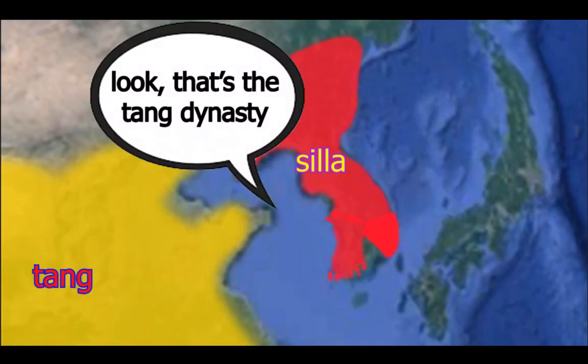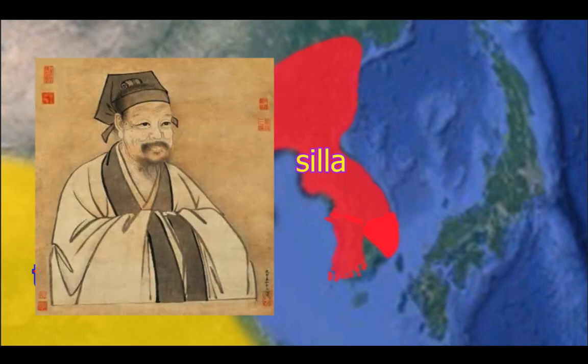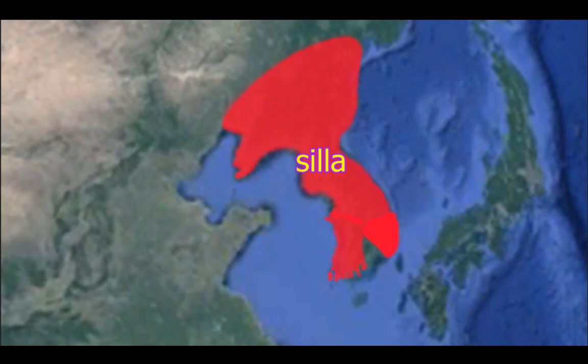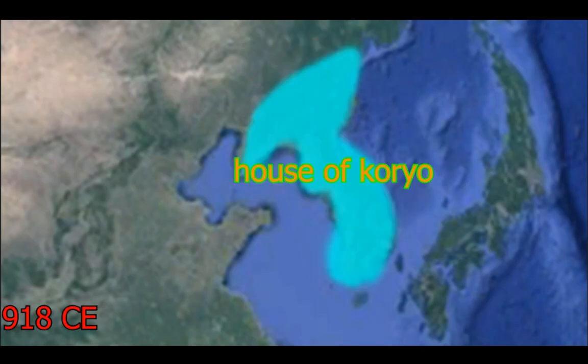Look, that's the Tang Dynasty, says the Silla. Let's copy it. Now they have Confucianism and Buddhism. Oh no, the Tang Dynasty just fell, and we're falling too. Let's take over the kingdom, says the House of Koryo. Okay, let's name it after ourselves, but sort of different.